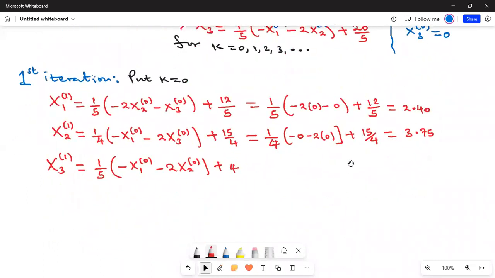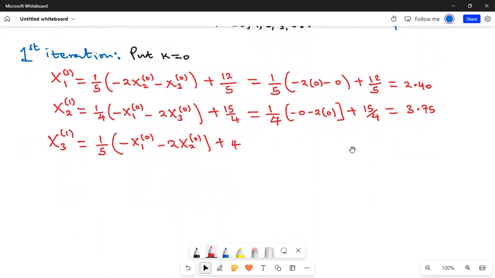When you substitute the values of x1 at level 0 and x2 at level 0, we're going to get 1 over 5 into negative 0 minus 2 times 0 plus 4. And so that will give us 4.00. That's the first iteration. Second iteration.